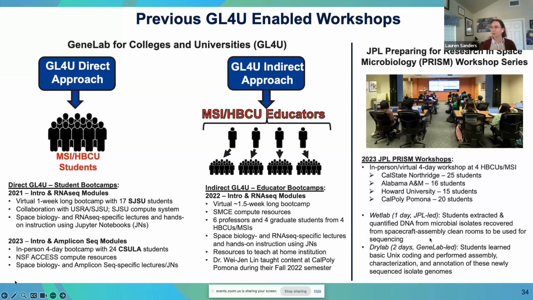And then finally, last year, GL4U partnered with the JPL Planetary Protection Center of Excellence. This was providing space biology training in bioinformatics. There were 2 workshop initiatives: one was focused on the wet lab, which was JPL led, and one was focused on the dry lab, which was led by GeneLab.